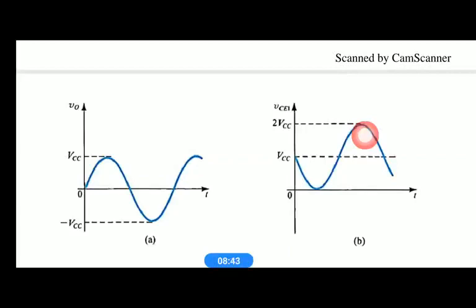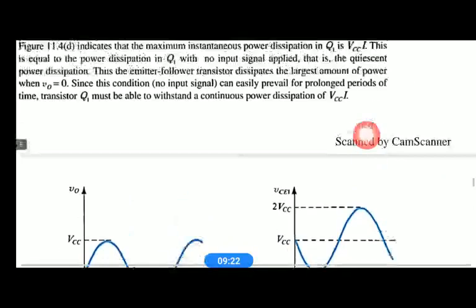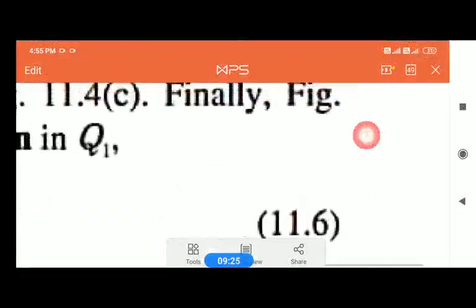After 2 VCC, the voltage VCE1 will get saturated, meaning transistor Q1 gets saturated. Further, transistor Q1 will not conduct more than that. It will not flow more than the current 2I. It will conduct up to the current 2I, and the voltage will not further increase across the transistor Q1, and VCE1 is saturated.